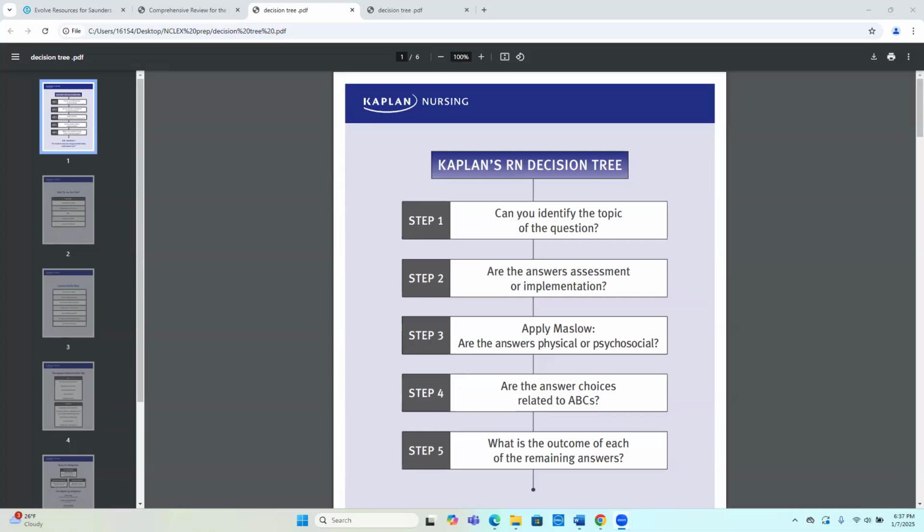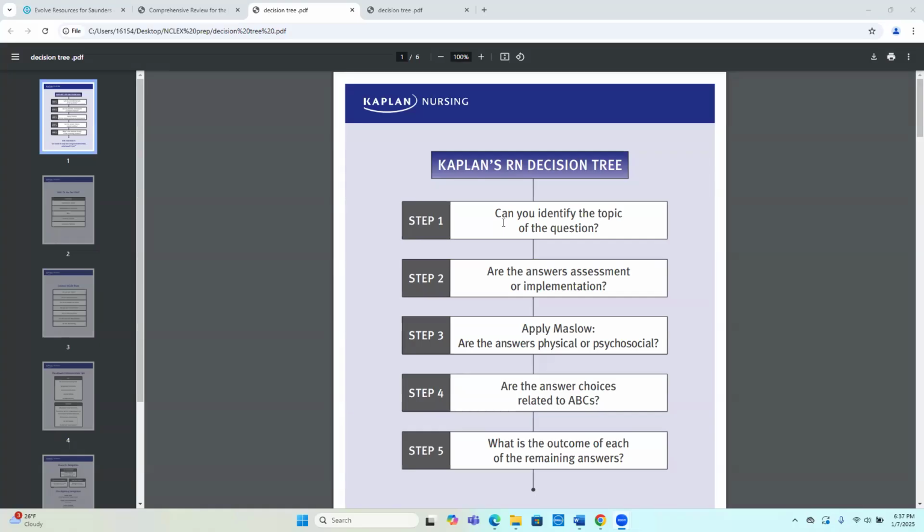And one of the things that they did give us was this Kaplan's decision tree that we're going to go over here in just a minute. And the Kaplan's decision tree is a really great tool to help with those priority questions, those questions that are asking you as the nurse, what do I need to do first? What is my focus right now? You may have answer choices that you think, oh gosh, I need to do that, I need to do this. I don't know which one I would do first.